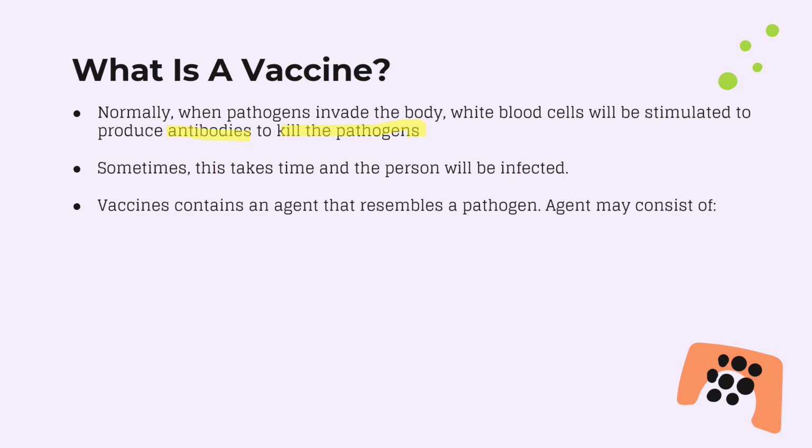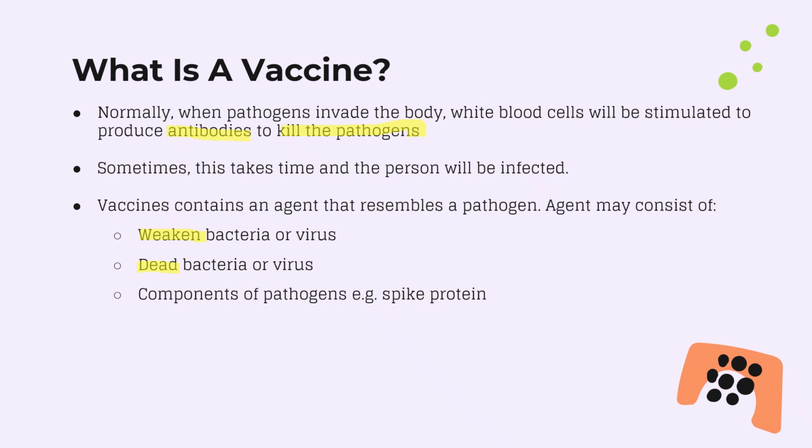So what a vaccine does is that it contains an agent that resembles a pathogen. We use the word agent, but basically it's a substance. This substance resembles a pathogen in three ways. The agent may consist of a weakened bacteria or virus. It may contain a dead bacteria or virus. Or it can be just a component of a pathogen. It doesn't have to be the whole virus or bacteria. It can be just one small part, but that part has to be important, of course.